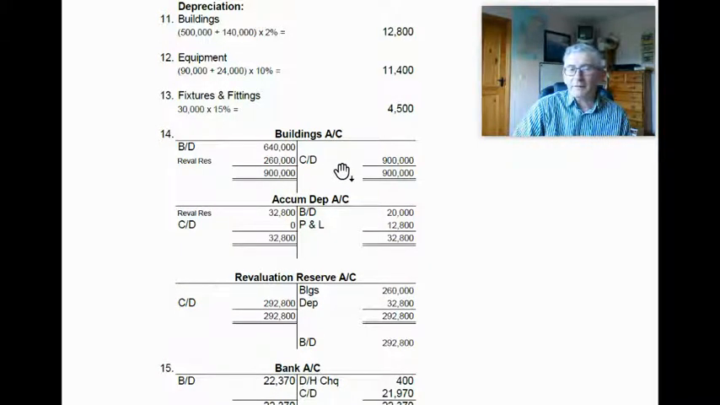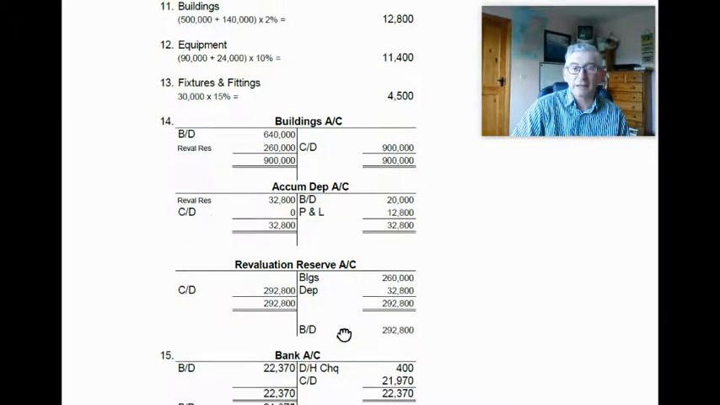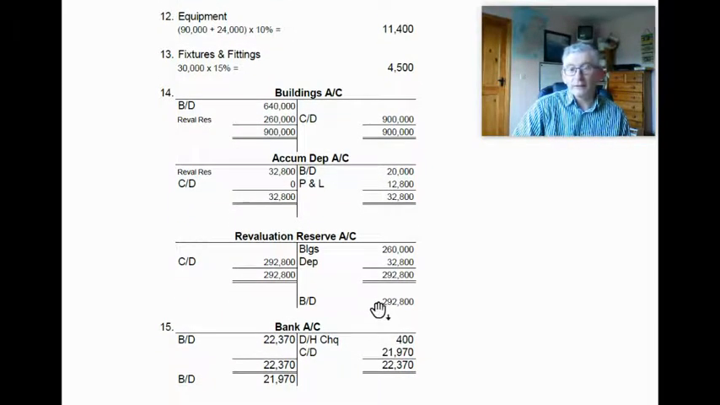Now our balance carried down and brought down here is 900,000 in the buildings. You'll note there will be no balance coming forward in our accumulated depreciation because the revaluation happened at the end of the year, and therefore all the depreciation has been debited out to the revaluation reserve. And we now have a revaluation reserve account of 292,800.